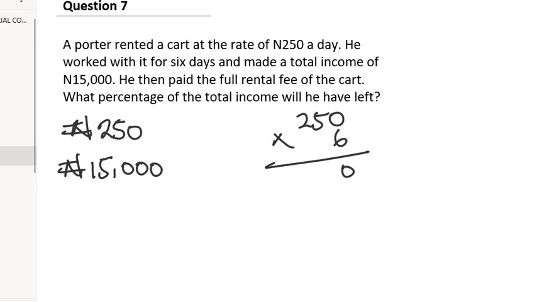0, 6 times 5, 30, 0, bring 3 here. 6 times 2, 12, plus 3, 15. So this will be the rental fee: 1,500. He then paid the full rental fee. What percentage of the total income will he have left? Okay, let's find how much will be left. If he made 15,000 and paid 1,500, to get what is left, we have to subtract 1,500 from this.